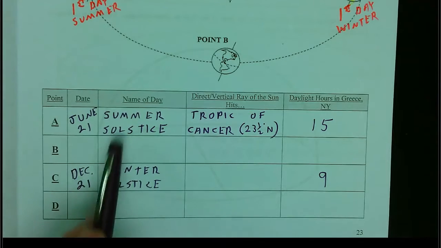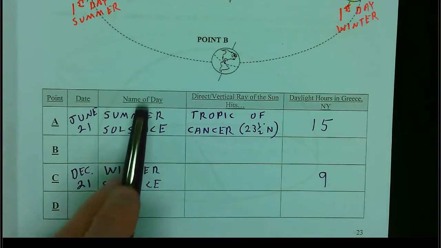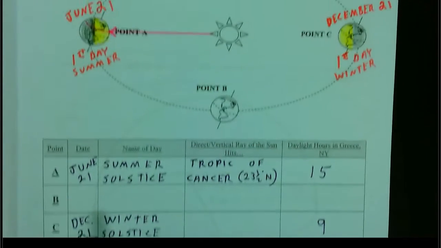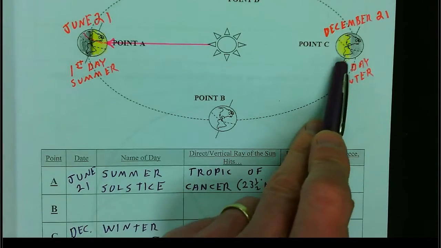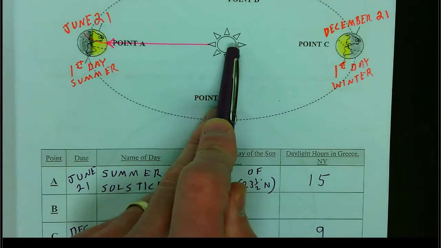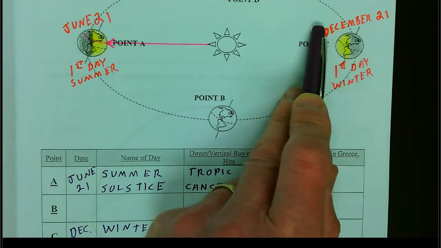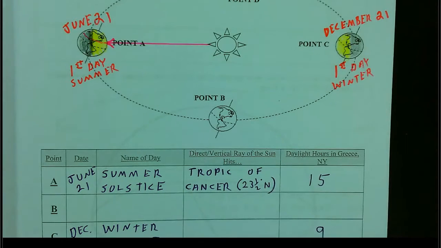Now, of course, if you're in the southern hemisphere, you call these days different things. In the southern hemisphere, December 21st is their summer solstice. Seasons are opposite. Look what's happening. Southern hemisphere tilted towards the sun, so it would be their first day of summer. Northern hemisphere tilted away from the sun, their first day of winter.